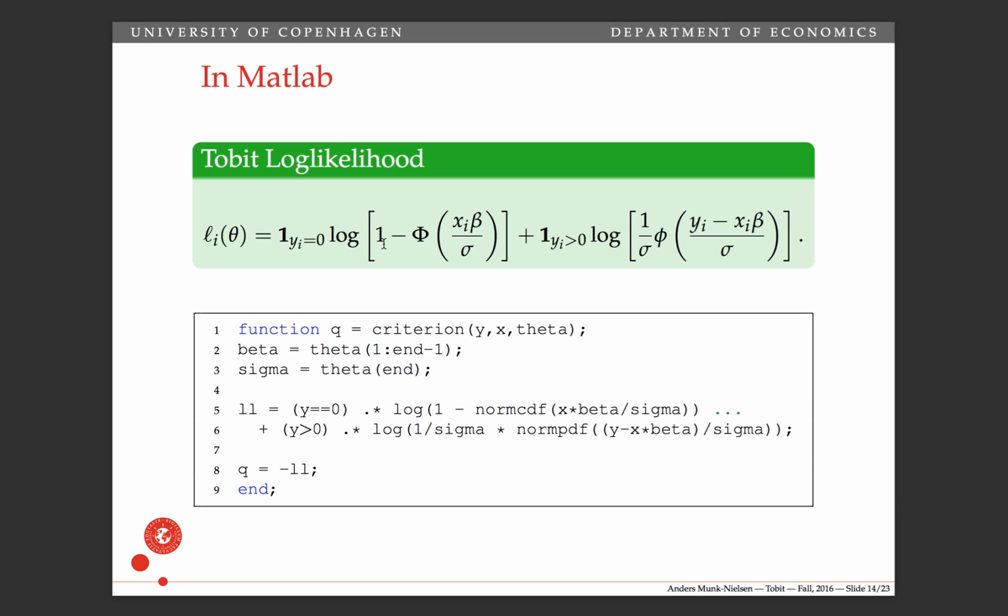So we can code that up in MATLAB in the following way. Suppose we have some criterion function here that takes y and x and theta. Then we pack out the parameters. So sigma is the last parameter in theta, and beta is all the other parameters, so from 1 to the last one minus 1. And then you can see how this indicator of y equal to 0 is written in this way in MATLAB. It's an n by 1 vector of indicators, so we use dot times to ensure that it's element-wise multiplication with this term, which is just the MATLAB equivalent of this guy. And similarly, we can use this y greater than 0 dot times the other expression to get at this part of the likelihood function. And then, since we're going to do M estimation, we're going to return the negative log likelihood.